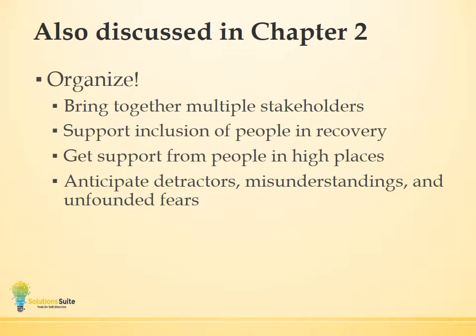Chapter 2 also discusses how to get organized. This involves bringing together different stakeholders, including service users, providers, advocates, funders, and policymakers. It highlights the importance of including people in recovery, as well as getting support from influential people in positions of power who can make things happen. At the same time, it helps readers anticipate detractors, deal with misunderstandings, and handle the fears that sometimes arise in the change process.